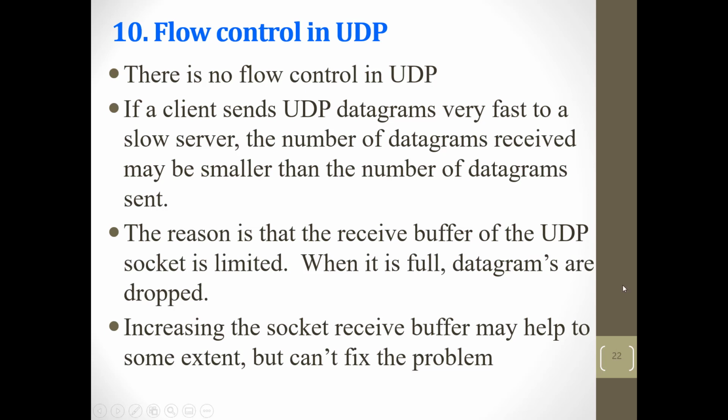The reason is the buffer. There will be limitations for the buffer. You cannot have a buffer of infinite size. There is a limit, so whenever the buffer becomes full, automatically the datagram is going to be dropped. Increasing the socket receiving buffer may help to some extent. You can increase the size, and to some extent it may help you, but it is not going to fix the problem. There is no flow control concept in UDP, so this is going to be a drawback, completely a drawback.